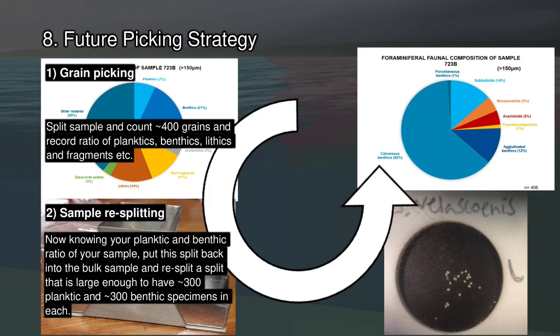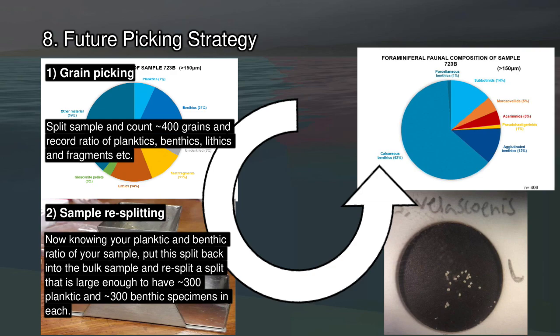After that, knowing the planktic benthic ratio of the sample you've just picked, we then put that sample back into the bulk sample and resplit it, so that you then have enough to have 300 planktics and benthics. Again, a lot of the time-consuming effort was almost guesstimating how much sample you would need to have enough planktics and benthics for your analysis. By doing this approach, you already know the overall ratio of your planktics and benthics in the sample because you've just counted it.